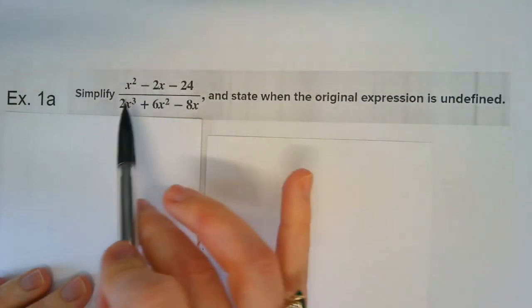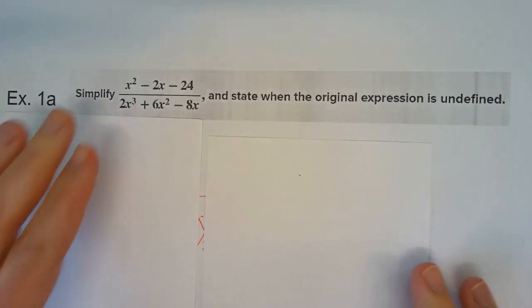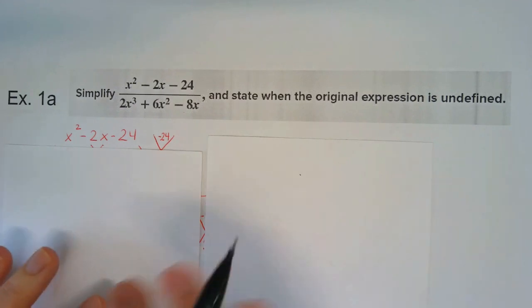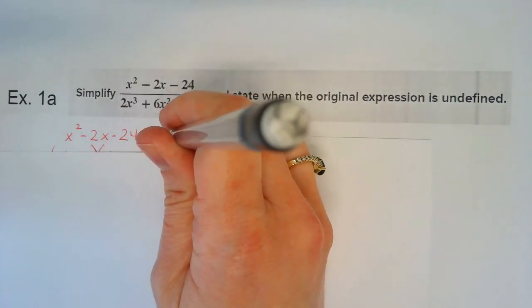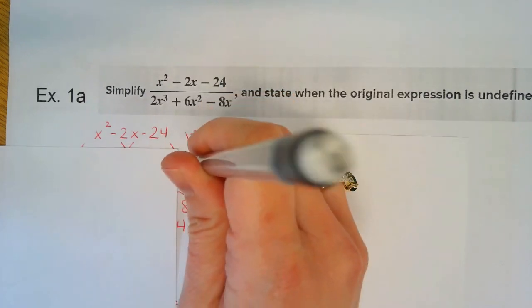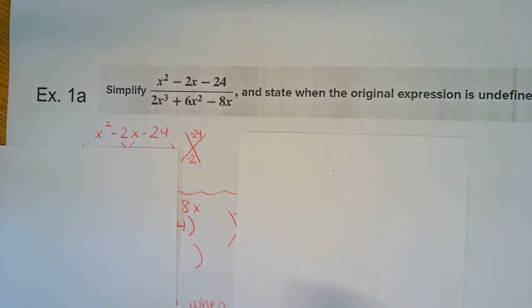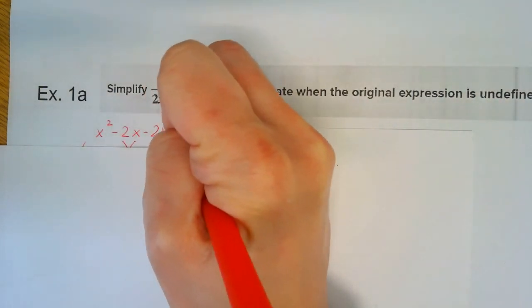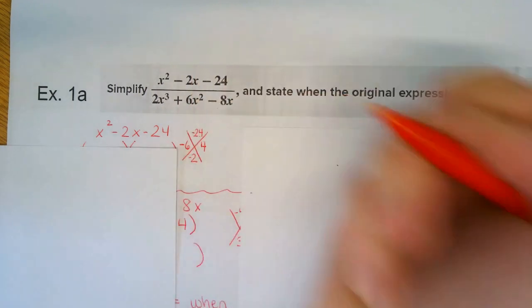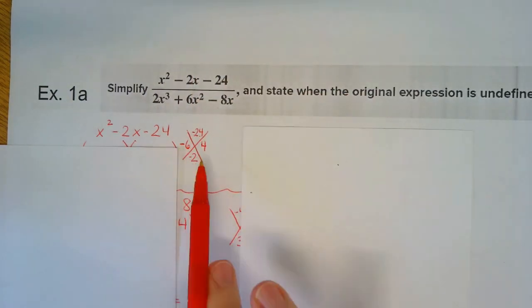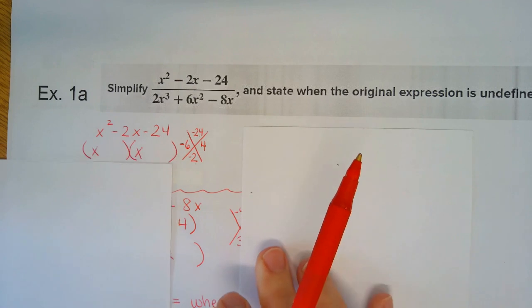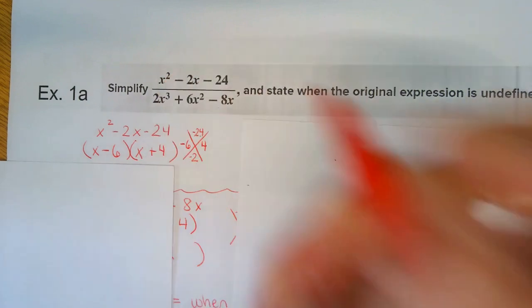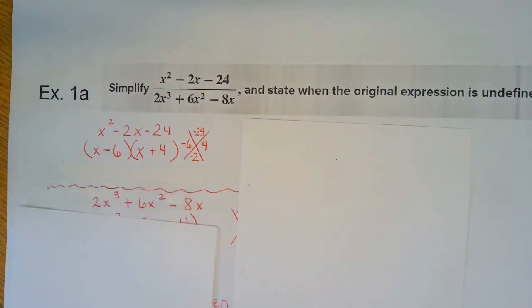So first thing we want to do is factor completely the top and the bottom and see what it ends up coming up with. So for the top, I went ahead and did my a times c on the top of my x. I did my b on the bottom. So I need factors of 24 that are going to give me -2. So I would want to use -6 and +4 because they would multiply to -24 but add to -2. So in my set of parentheses, I would have x minus 6 and x plus 4.